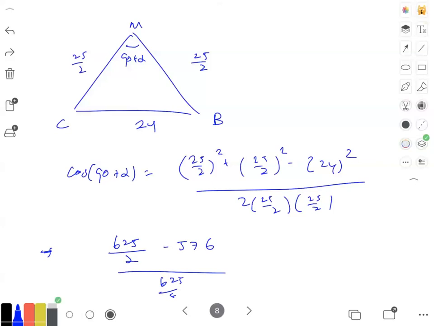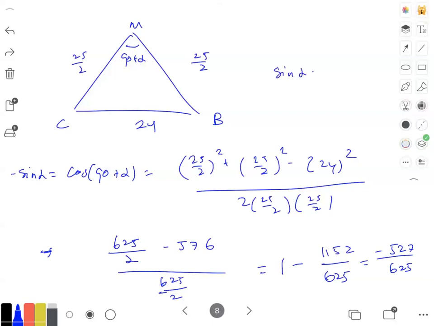So this is essentially equal to 1 minus 1152 over 625, which is equal to 625 minus 1152, which is negative 527 over 625. Okay. So what's cosine of 90 plus alpha now? That's cosine 90 cosine alpha minus sine 90 sine alpha. So that's negative sine alpha. Perfect. So we have negative sine alpha is equal to negative this. So sine alpha therefore is 527 over 625. All right.